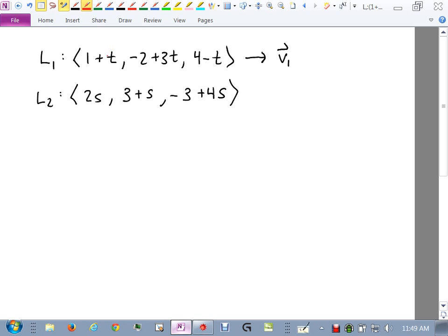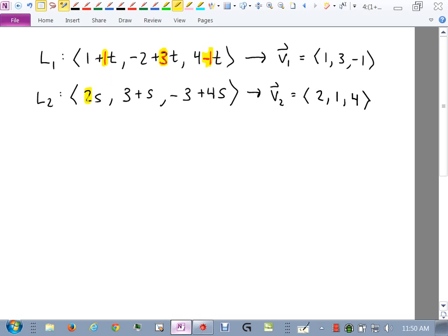1, 3, negative 1. It comes from the coefficients on t, right? The numbers in front of t, y'all saw those? 1, 3, and negative 1. Those give you the direction of the line. So 1, 3, negative 1. And what's the direction of the other line? 2, yeah, 2, 1, 4.